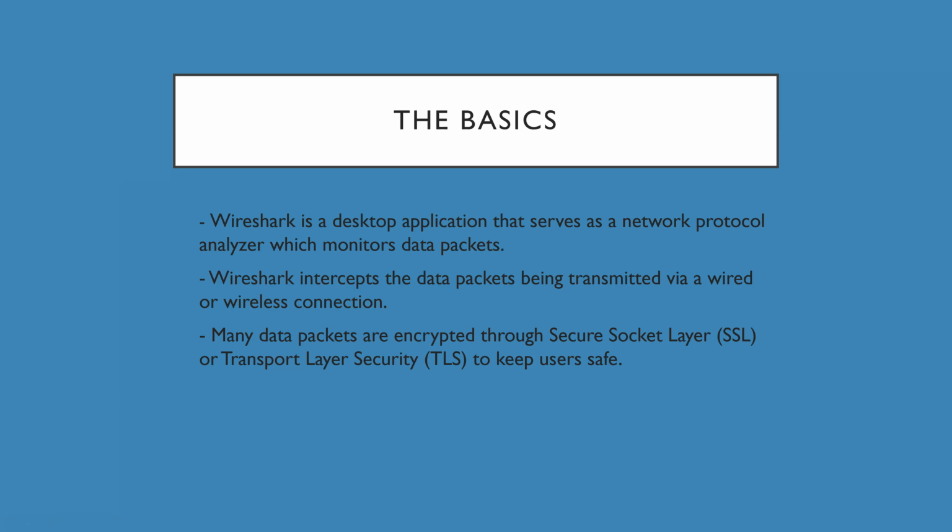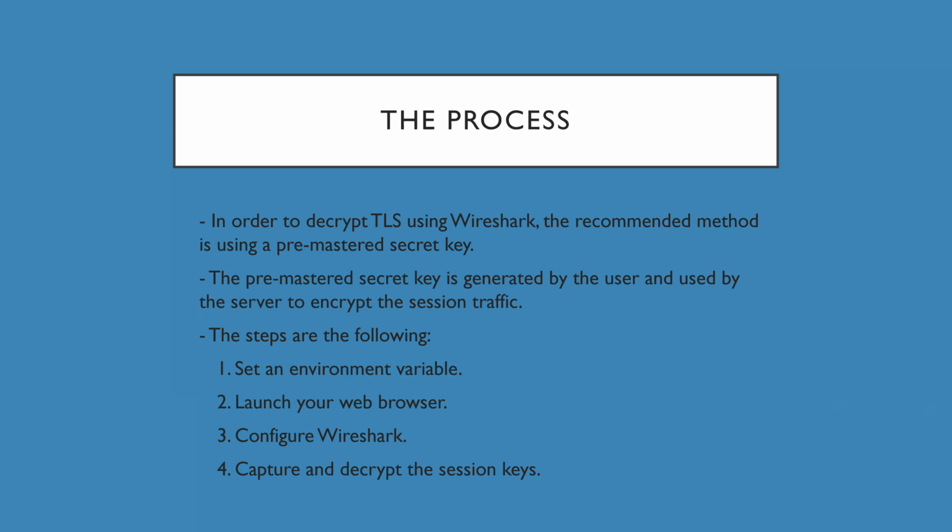They're encrypted in two different ways: the Secure Socket Layer, also known as SSL, or Transport Layer Security, also known as TLS. The reason for that is to keep the user safe, because you don't want your data going from one place to another and being intercepted by the wrong person. To decrypt TLS using Wireshark, we're going to use a pre-master secret key. A pre-master secret key is generated by the user and used by the server to decrypt the session traffic.